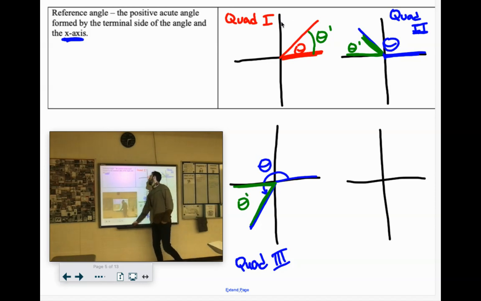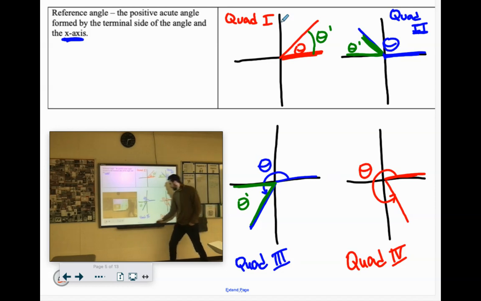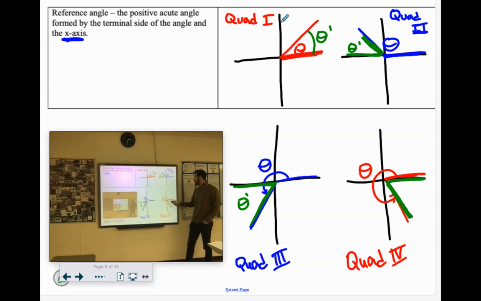And the last possible scenario is if it ends up in quadrant 4. So you would have a starting side here. It might be 300 degrees, and it wraps around all the way to here. So then the theta prime would start with the terminal side, and it goes to the nearest x-axis, which would be right there. So we'll call that theta prime.